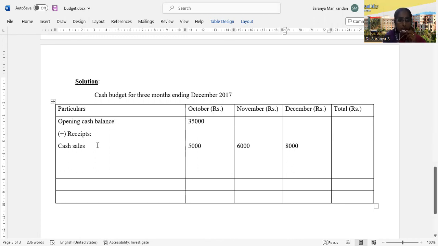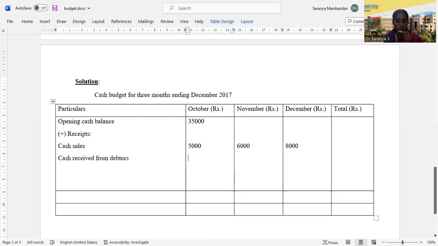Okay, this is one type of receipt. The other type of receipt is out of credit sale. So we should not write the credit sales here. Credit sale is different. How much amount we are receiving in this particular month is different. So we should not record the credit sale here. We should record how much cash we received from our debtors during the month of October, November, December. That only we should record here.